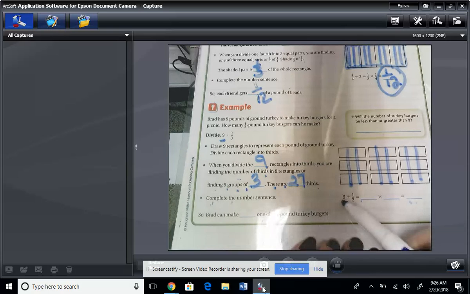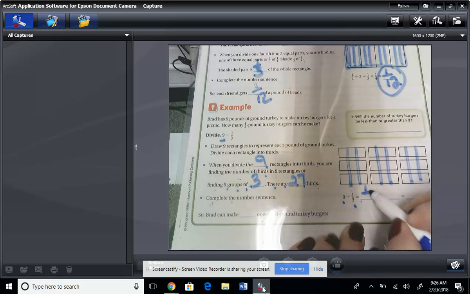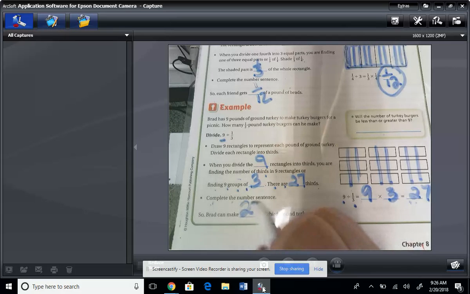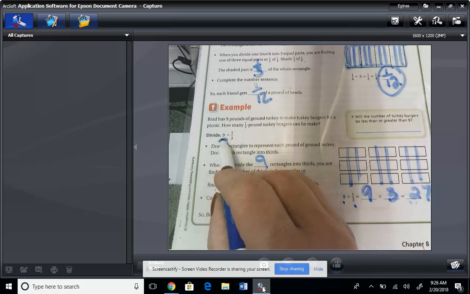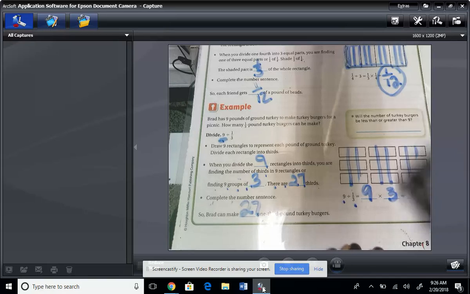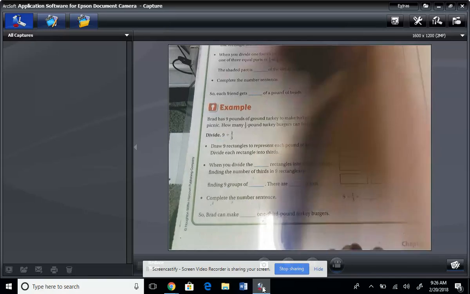So 9 divided by 1/3 is the same thing as 9 times 3 equals 27. And I started with a whole number in my dividend. I'm going to end up with a greater whole number, just like what we talked about in the last unit. And I'm using multiplication. So let's move on.